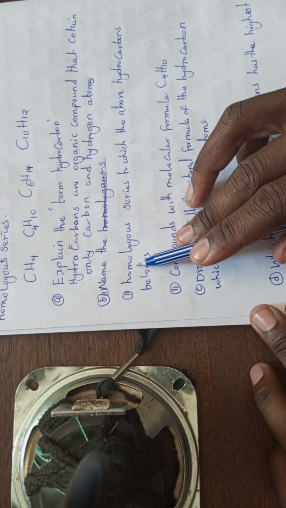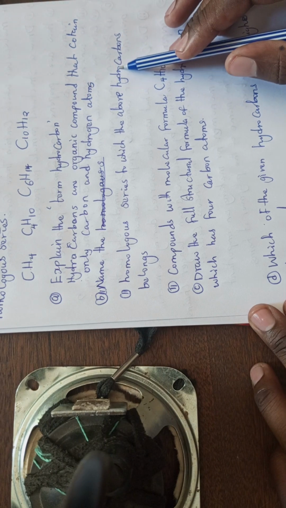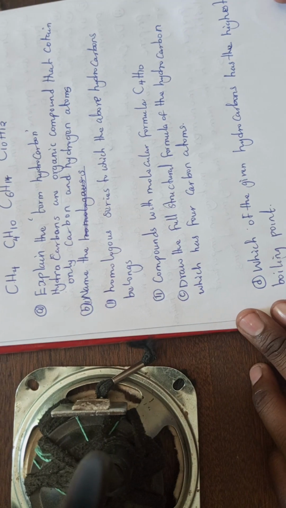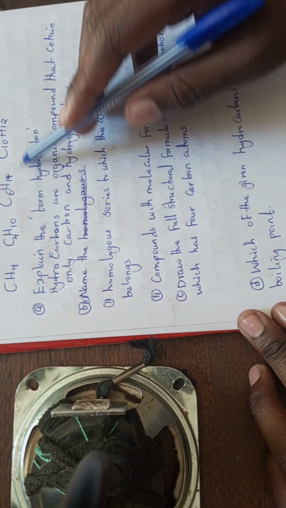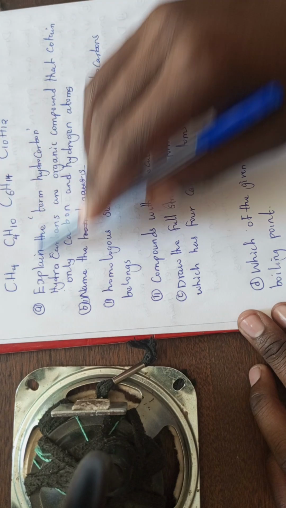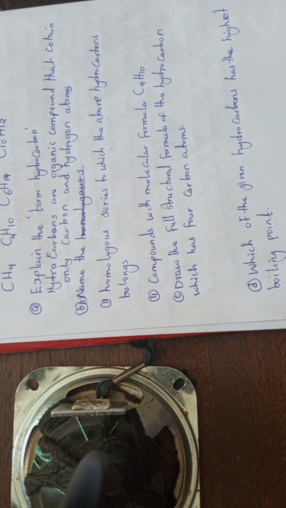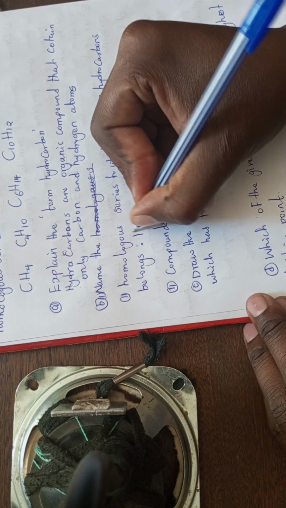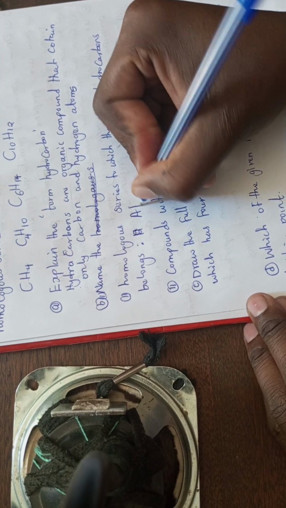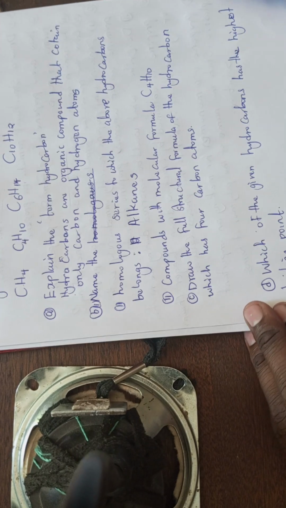Name the homologous series to which the above hydrocarbons belong. They are asking what term is given to the hydrocarbons which have been provided above here. So the hydrocarbons here are alkanes. Why am I saying alkanes?